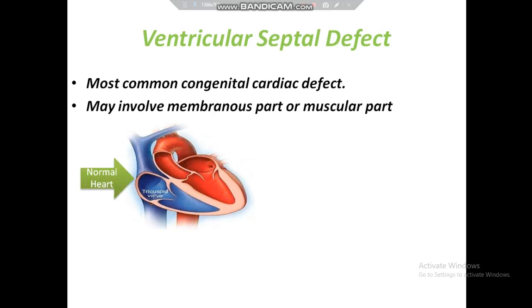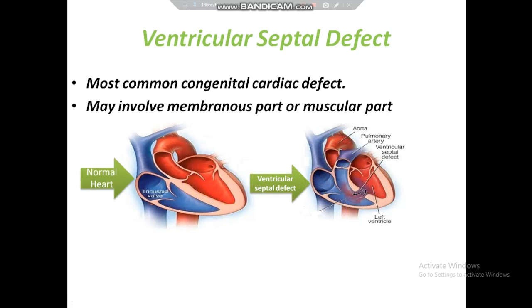So let us see, this is the normal heart. Here we have the interventricular septum. Most of it is muscular, but the upper part, this portion, is membranous. So if there is a defect in the ventricular septum, it may involve the muscular wall or the membranous area. For example, in this diagram we have a ventricular septal defect. Here we can see in this area, shunting will occur between the ventricles.